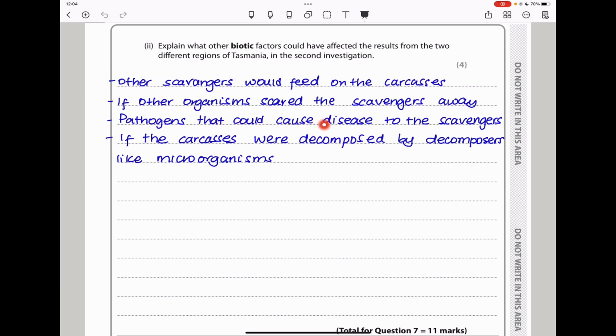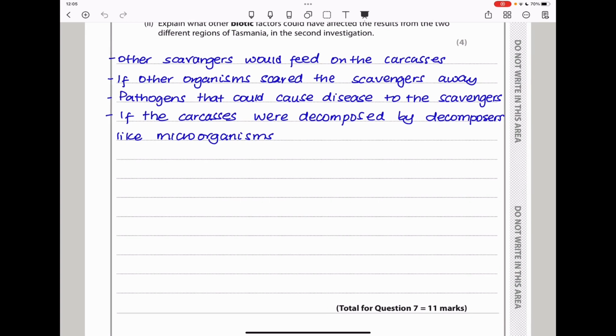Also, pathogens that could cause disease among scavengers, that is possible. And if the carcasses were decomposed by decomposers, like microorganisms, before they could be completely eaten by these scavengers we're talking about. So all these things are biotic factors that could cause a change in the results that we have seen. So this brings us to the end of question 7. Let's continue to question 8.